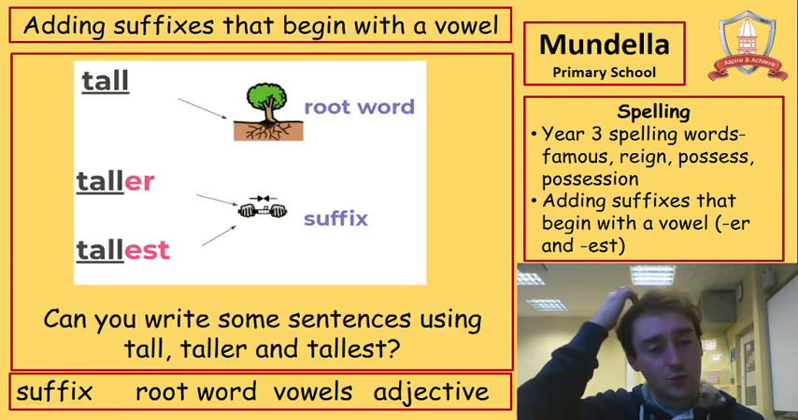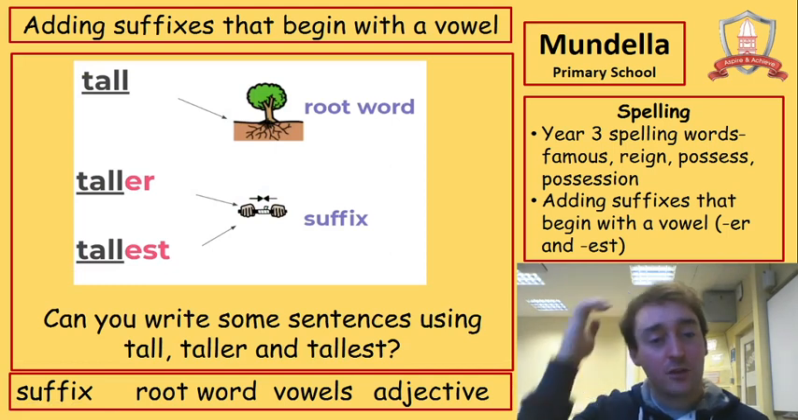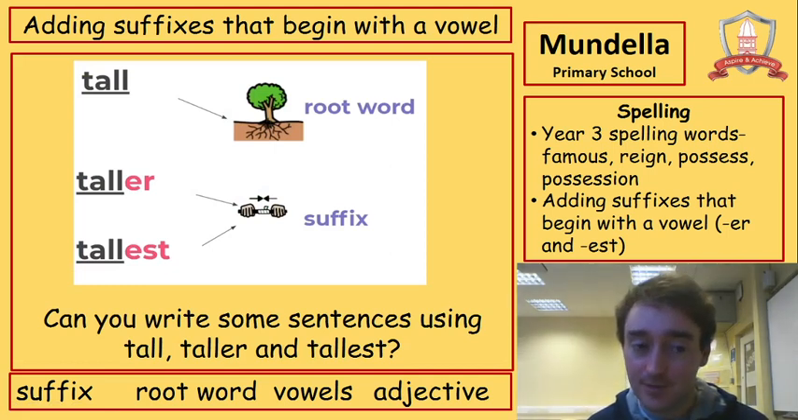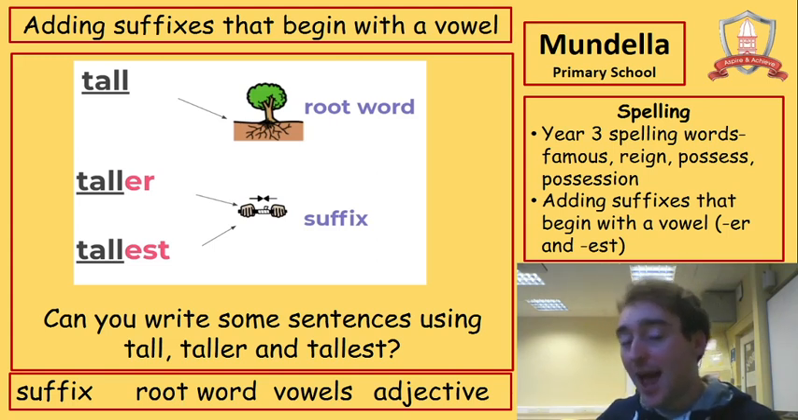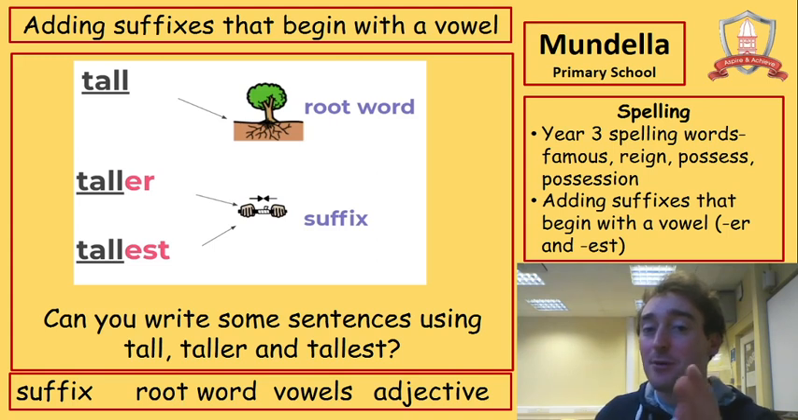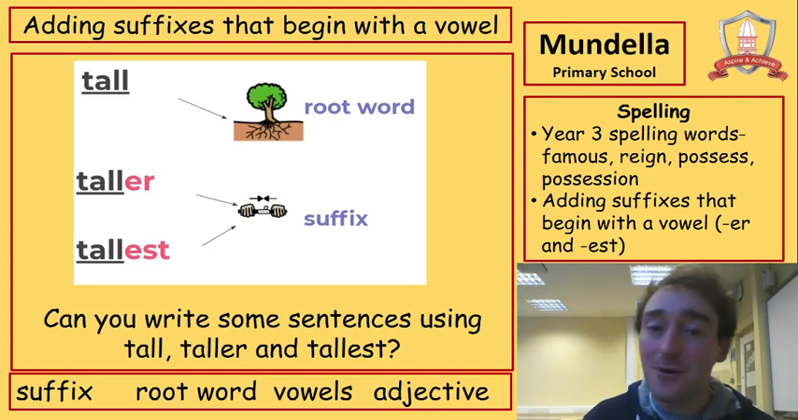Let's have a look and see if we have any more. So we've got tall. Tall is our root word. We can also change it to taller and tallest. Can you write some sentences using tall, taller, and tallest? Pause the video, have a go, unpause when you're ready.